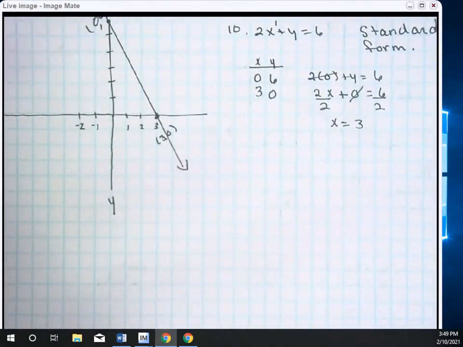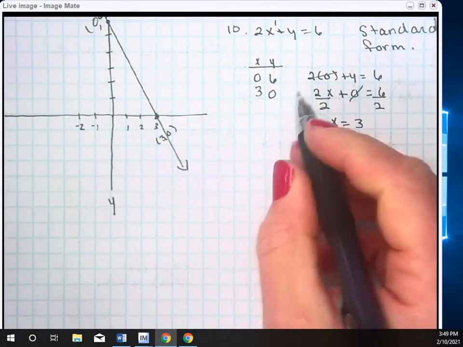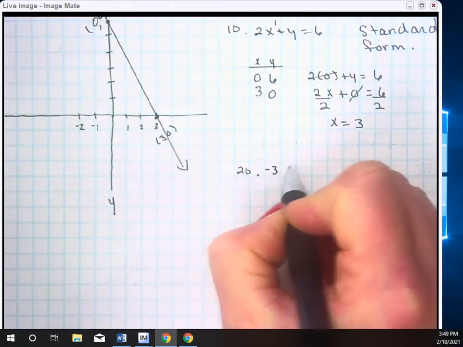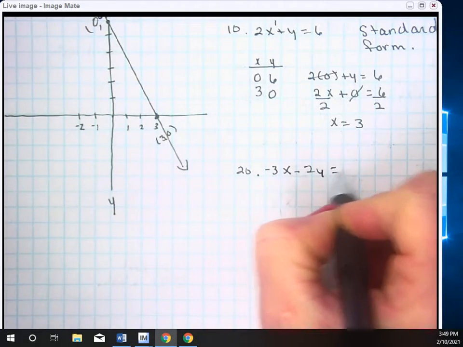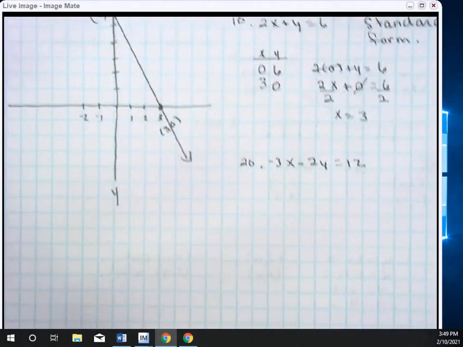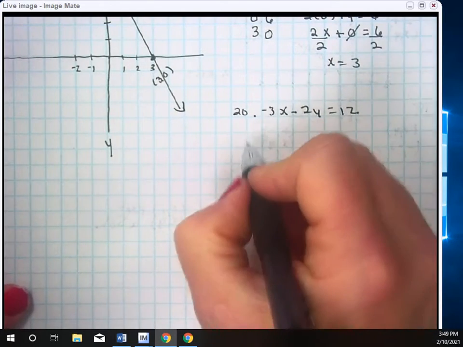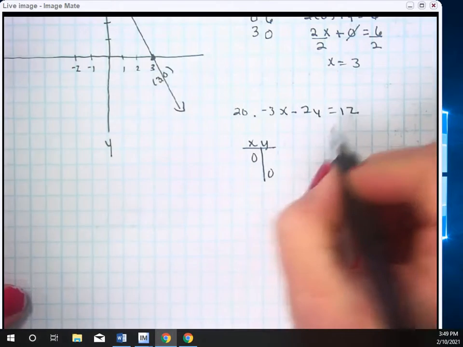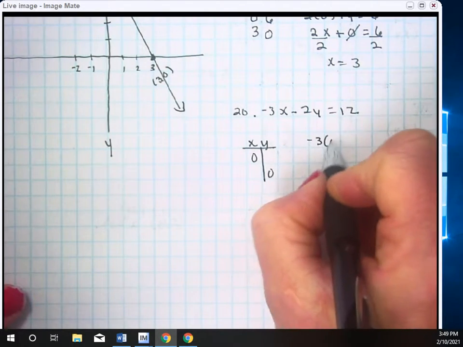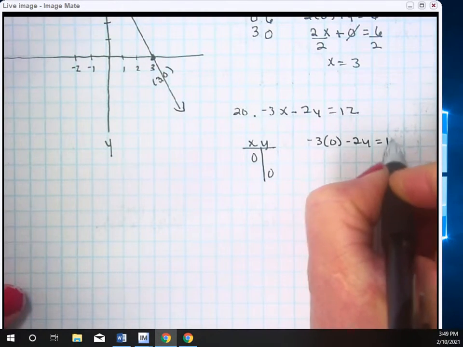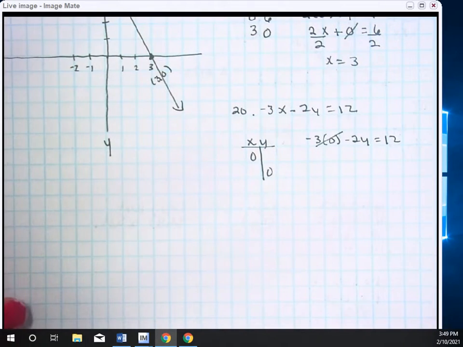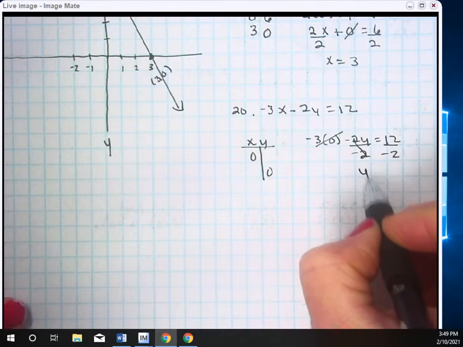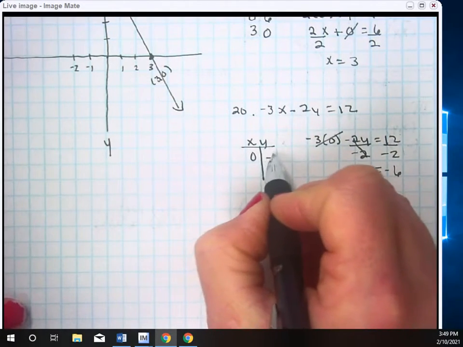Moving on to problem number 20. The equation is negative 3x minus 2y equals 12. I notice it is in standard form. I'm going to use my 2 points where x is 0, and then again when y is 0. Negative 3 times 0 minus 2y equals 12. The negative 3 times 0 goes away. I'm going to divide by the negative 2, and it tells me y equals negative 6.